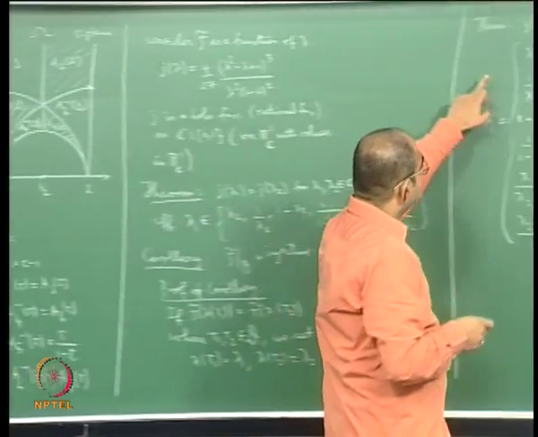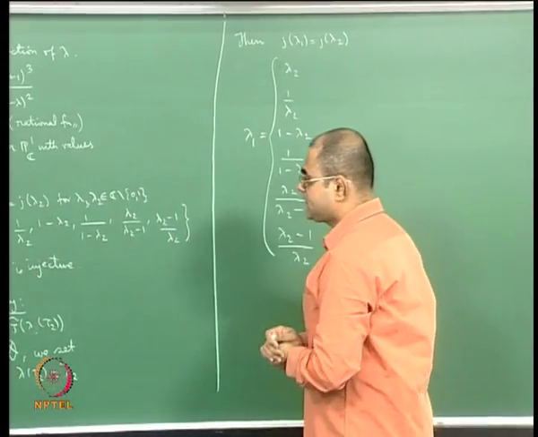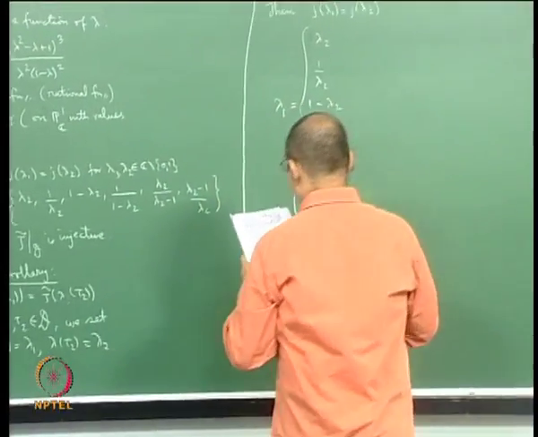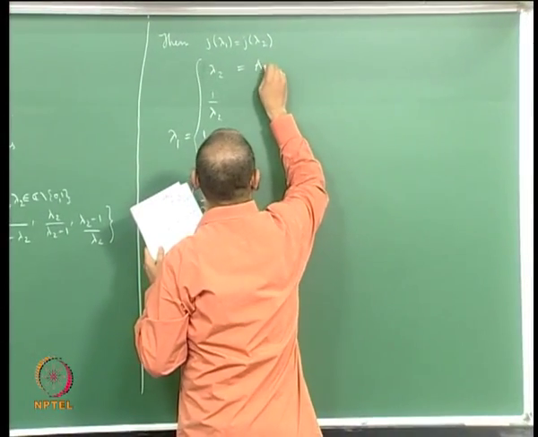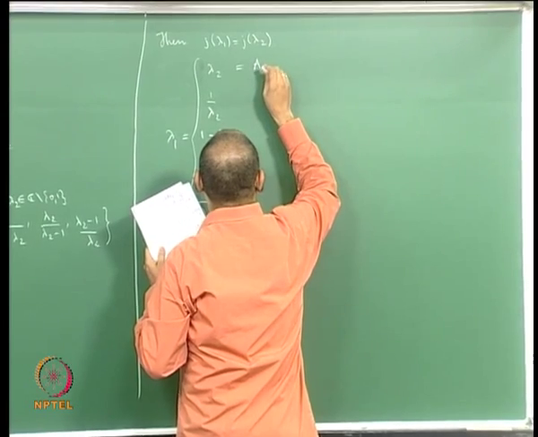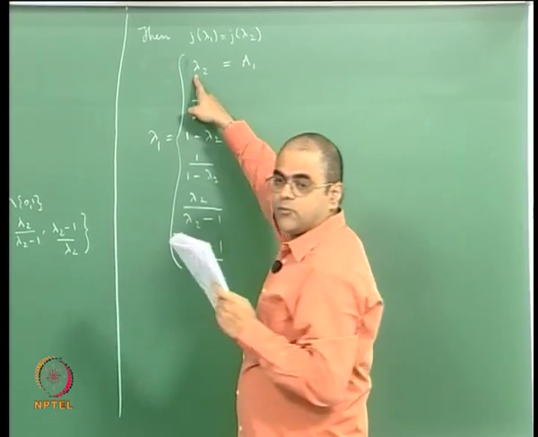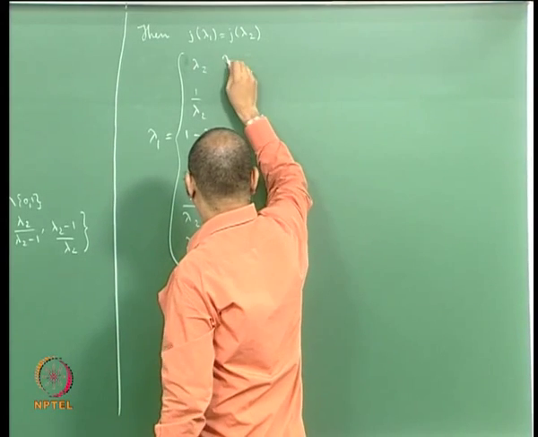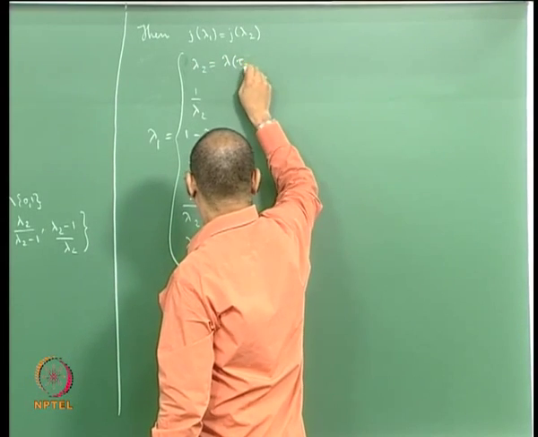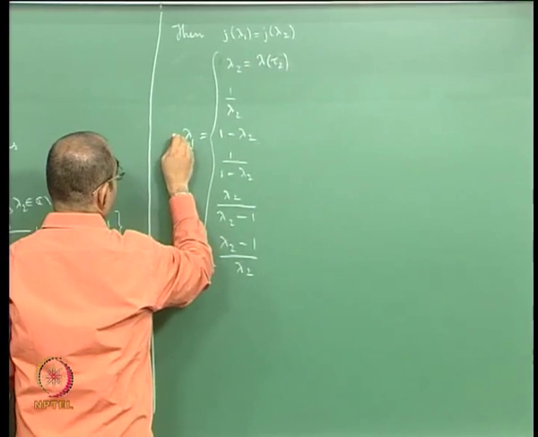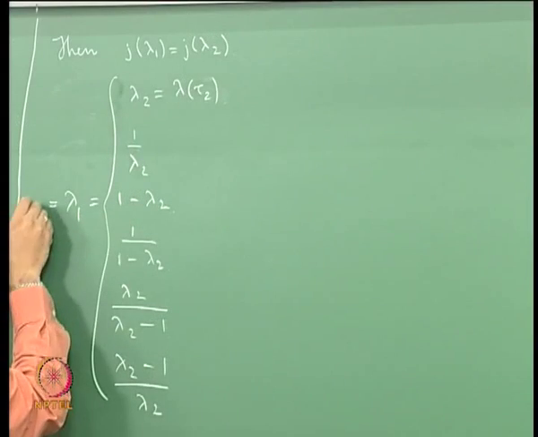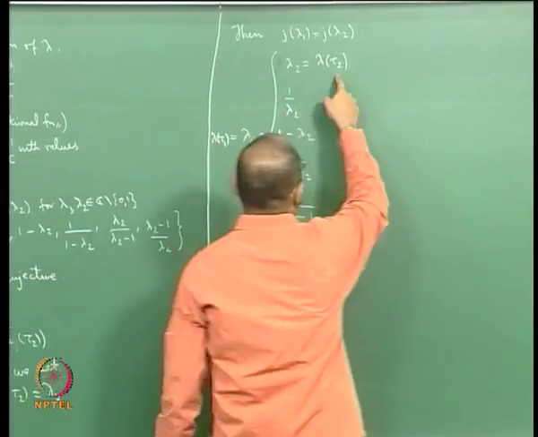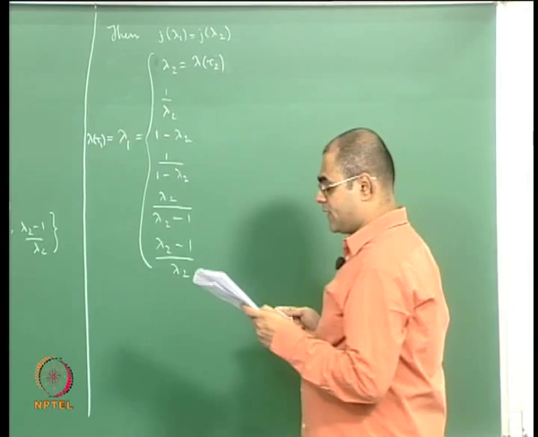See, actually, let me write this down. You see this lambda 2 is just lambda of tau 2, okay? And by the way, the thing on the left side is lambda of tau 1, which is lambda 1, and here I have lambda of tau 2.